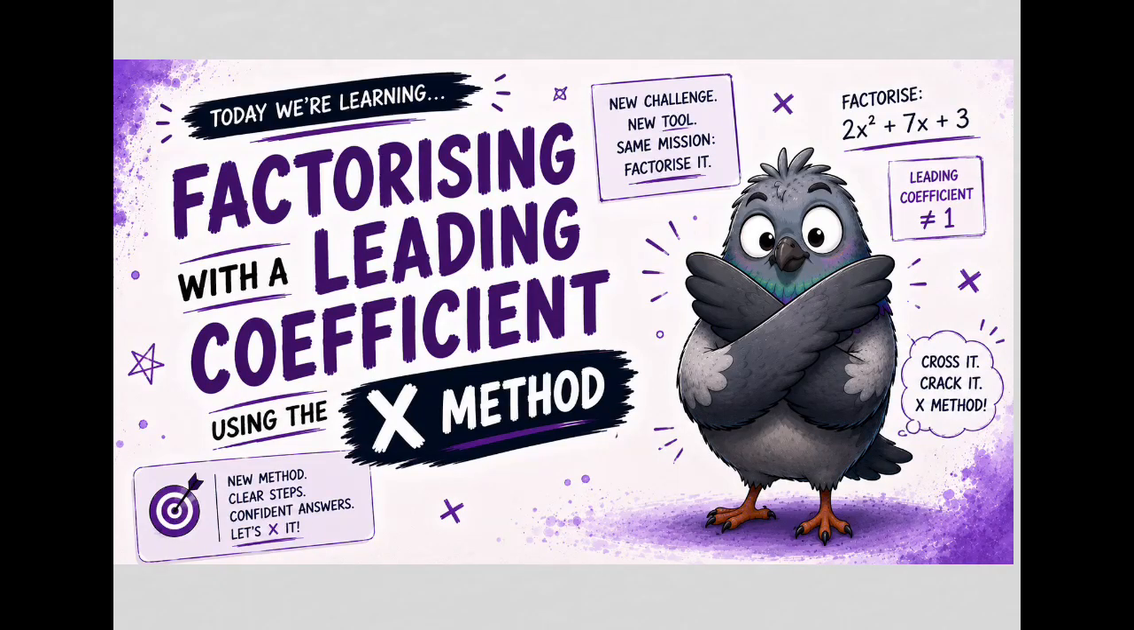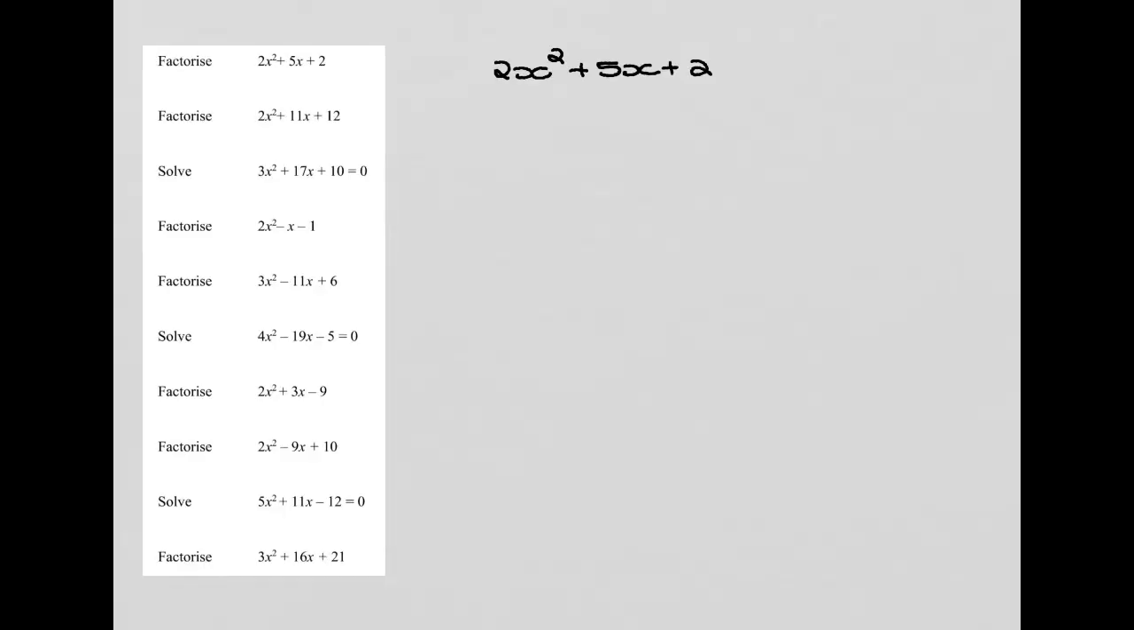I've already made a video on factorizing when there's a leading coefficient, but that is using a more traditional method. In this lesson, I'm going to show you how to do it using a method I like and sort of made up, called the X method. You might have been taught a variation of it, but that is how I'm going to do it in this lesson. So let's look at the first one, 2x squared plus 5x plus 2.